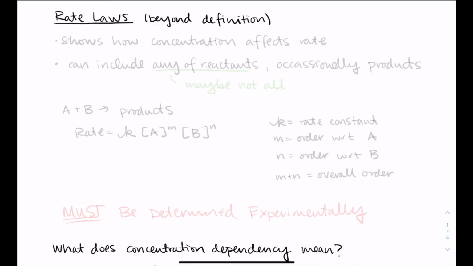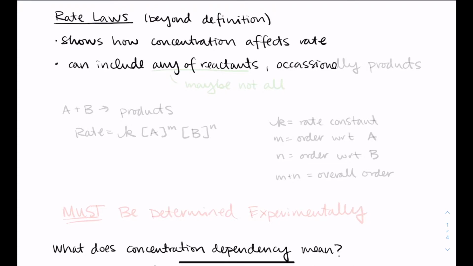Now we're ready to talk about rate law. We're going to go beyond the definition. The rate law will show how concentration affects the rate of the reaction, and the rate law can include any of the reactants, maybe not all of the reactants, sometimes none of the reactants, and occasionally products. We'll very rarely see the products show up, but it is possible. So if a product shows up, I don't want you to be surprised by that.